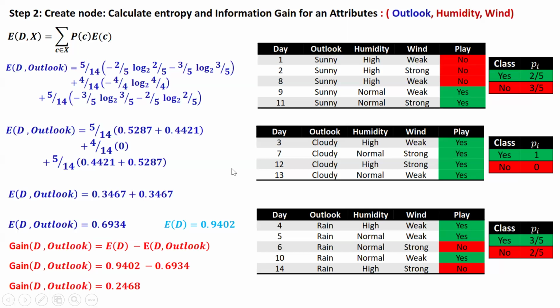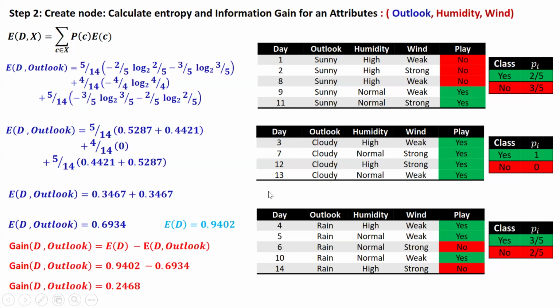And when considering the outlook is cloudy, 4 days out of 14 days the day is cloudy, and all the 4 days it is yes. So we see that it is 4 by 14. And within the parenthesis, you have to give minus 4 by 4, because the probability of no is 0. There are no other observations where the day was cloudy and they had not gone out and played.